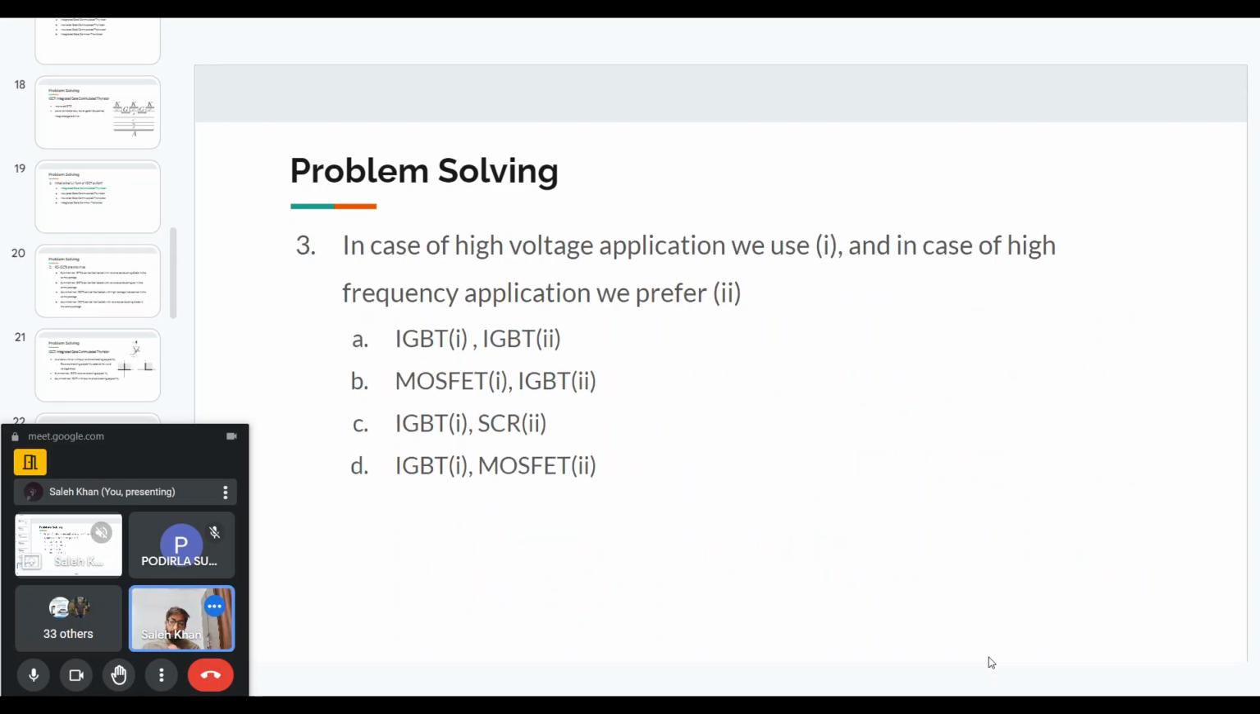So now this is a very important question. In case of high voltage application, which of these devices do we use, IGBT or MOSFET? And in case of high frequency application, do we prefer IGBT or MOSFET? So here I will wait for your guesses. What do you think should be the answer to this question? Okay, so someone is saying B. So you can type in the chat. What do you think will be the answer? A, B, C, D? Because the question says that for high voltage application, which device do we use, and for high frequency application, which device do we use? Okay, so most of them have answered correctly.